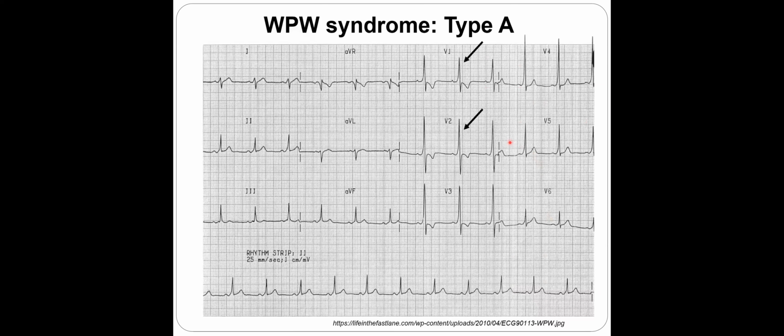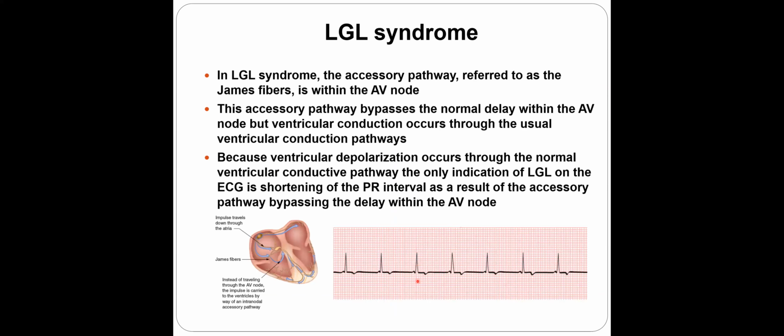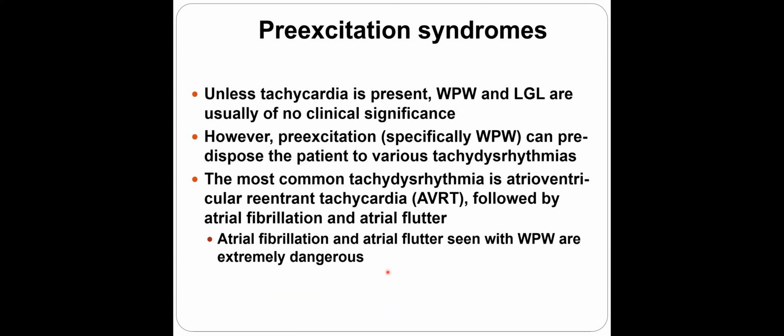But what is the problem with this WPW syndrome? In LGL, we have a short PR, but the QRS complex is narrow. You won't see this kind of pattern. Now, what will be the consequence of WPW? Basically, we have two parallel pathways with different velocities and different refractory periods, and that can initiate the re-entry phenomenon. This is the tachyarrhythmia that develops.